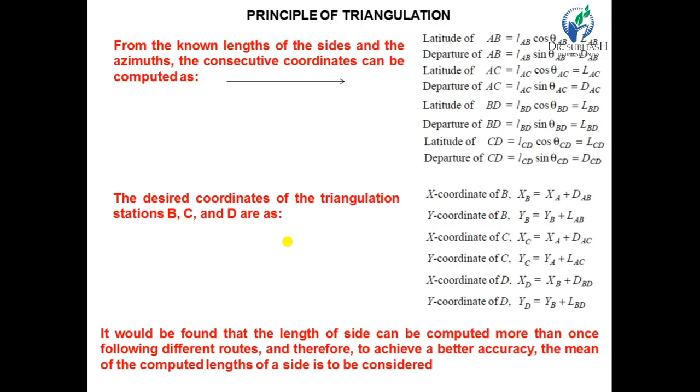So, as per the above formulation, we found that the length of a side can be computed more than once, following different routes, and we are achieving better accuracy. So we are calculating by using the coordinate mode, or we are also calculating by using the length.